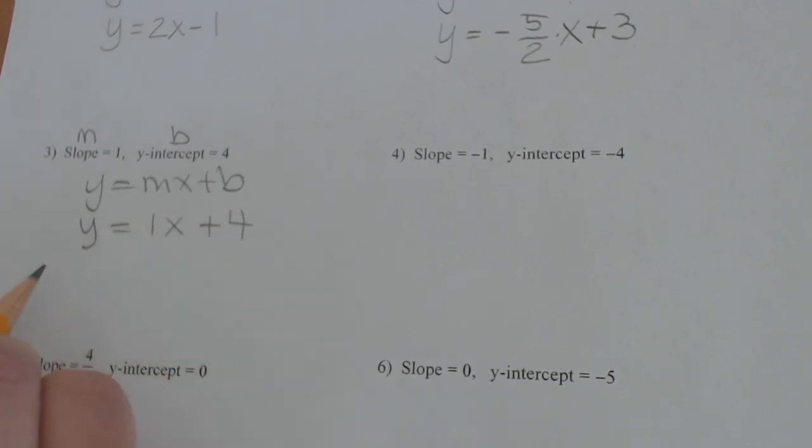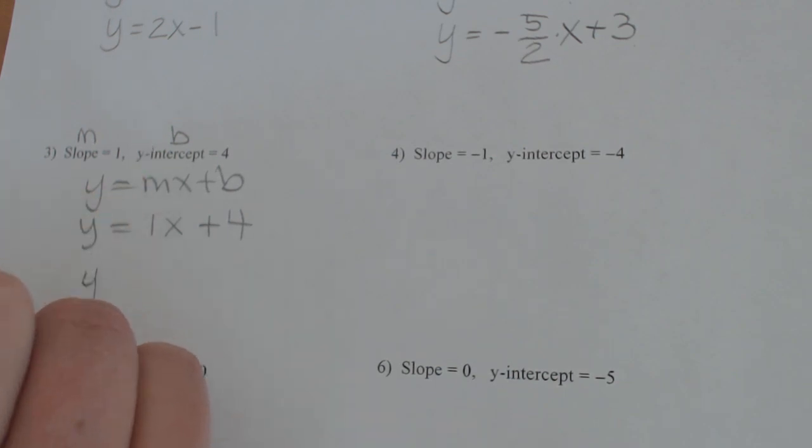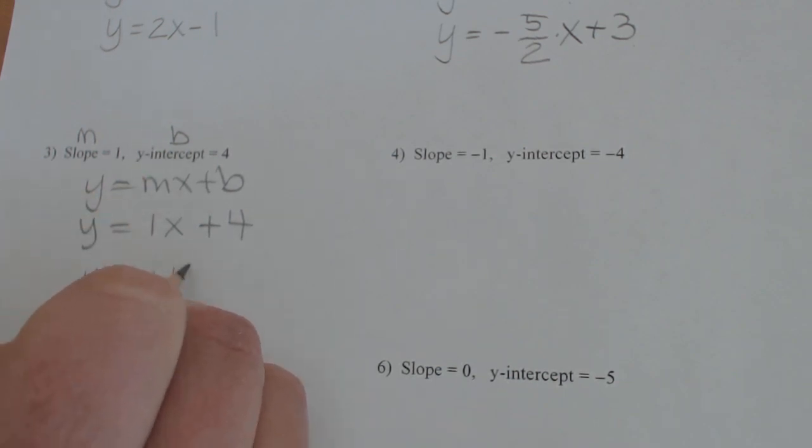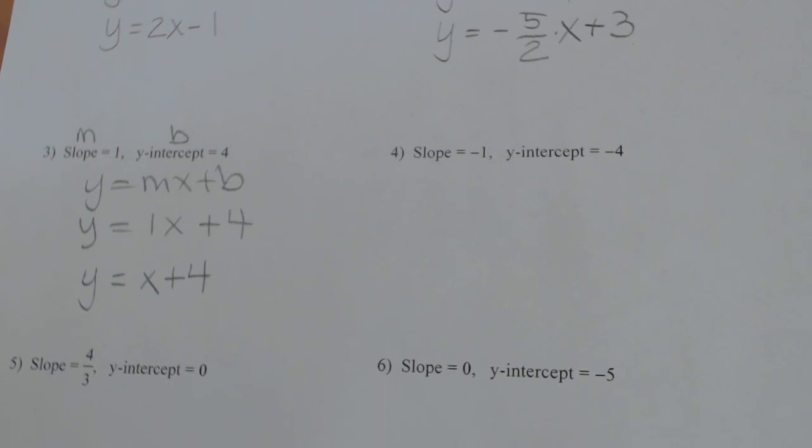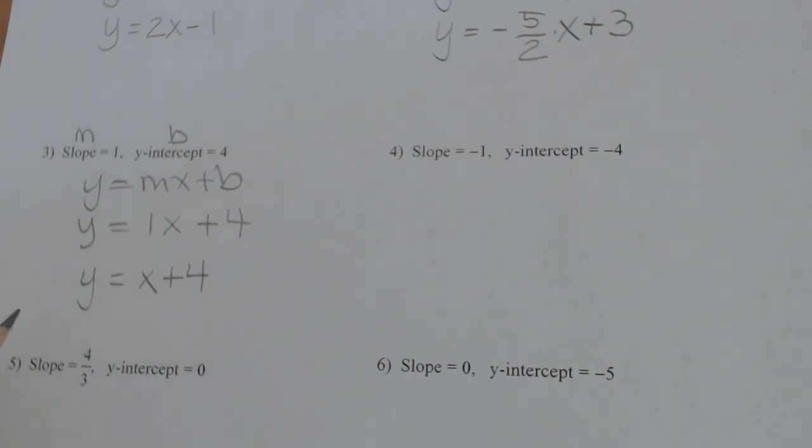Now, you could keep it written just like this. However, when you see the forms written out, you may also see y equals x plus 4. So the 1 next to the x likes to disappear. Either one is correct. I will accept either one. You also need to know that either one means the same exact thing. Y equals x plus 4, y equals 1x plus 4.